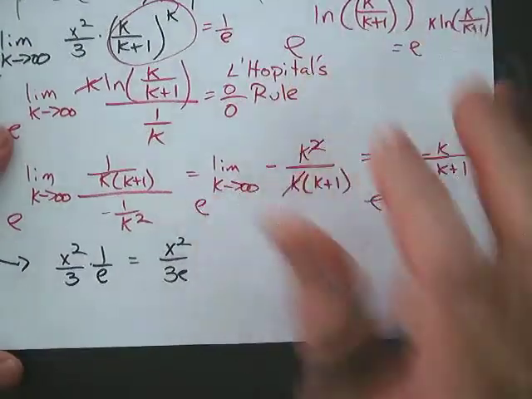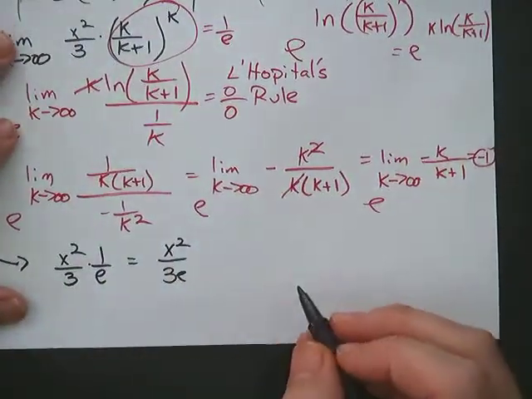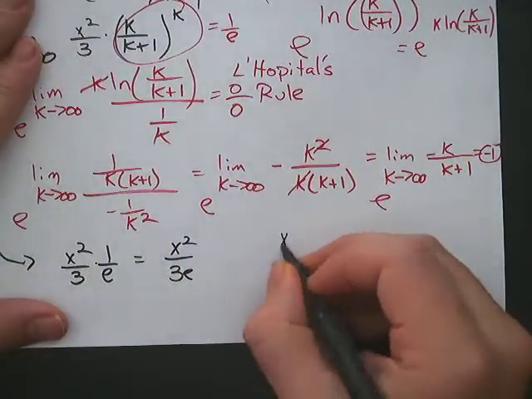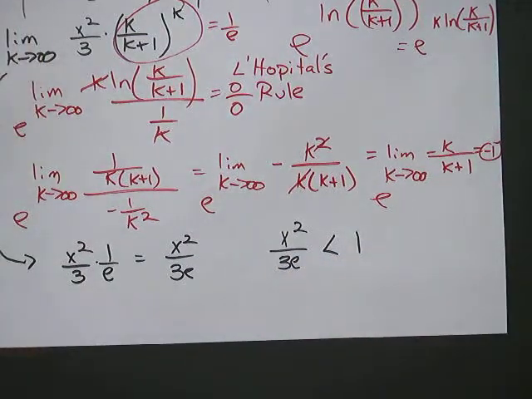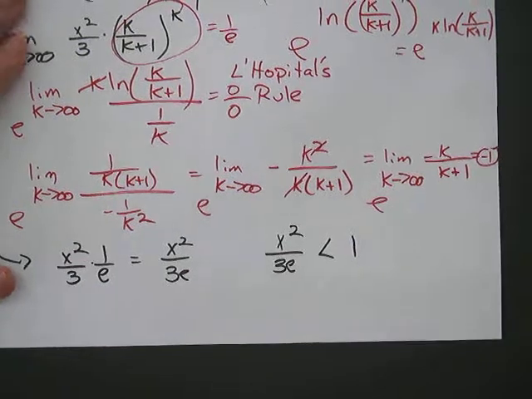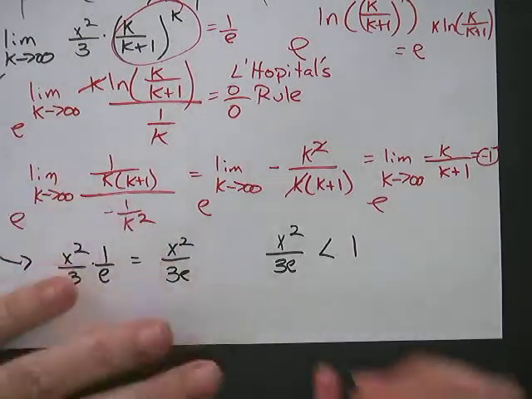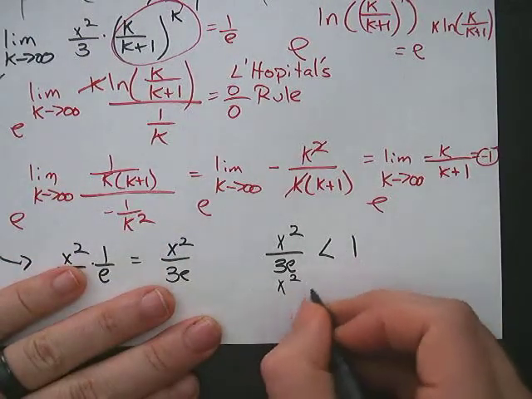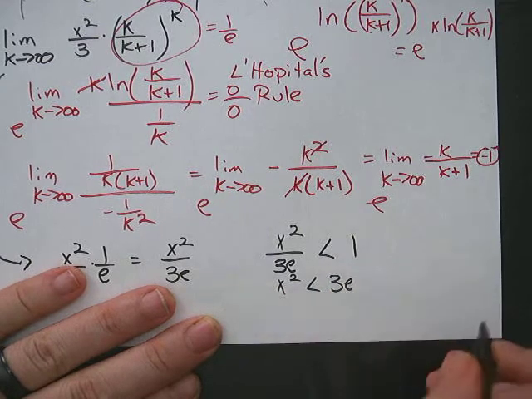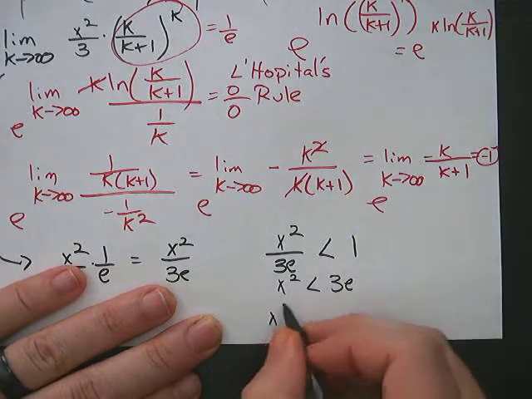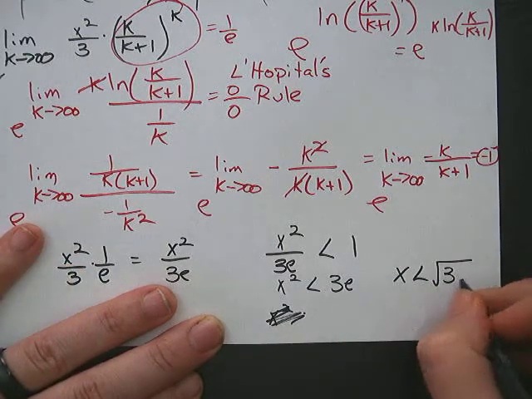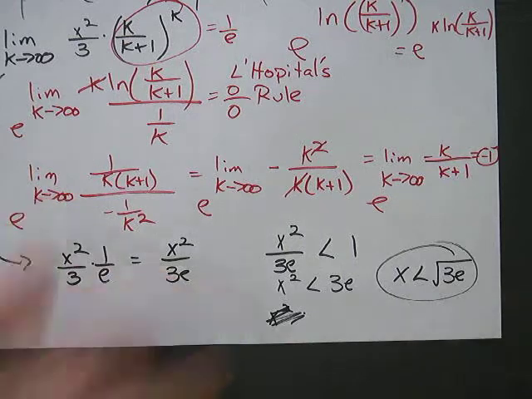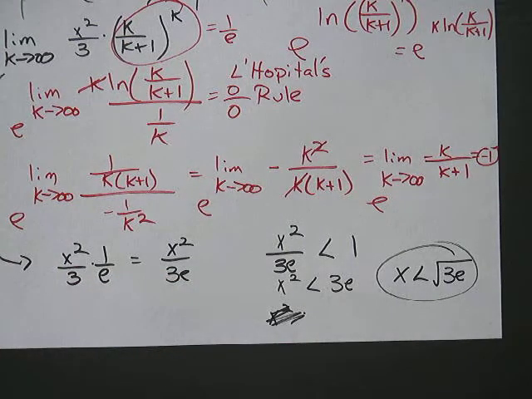So it's pretty simple to do that now. The hard part was taking the limit, the easy part is now. So we get x squared over 3e, and we just say, well, let's make sure that's less than 1. Okay, we want it to be less than 1 because that's where it converges. So we can say, okay, well, x squared is less than 3e when I multiply the 3e over. And then x is less than the square root of 3e. Okay, so your interval of convergence on this problem is the square root of 3e.